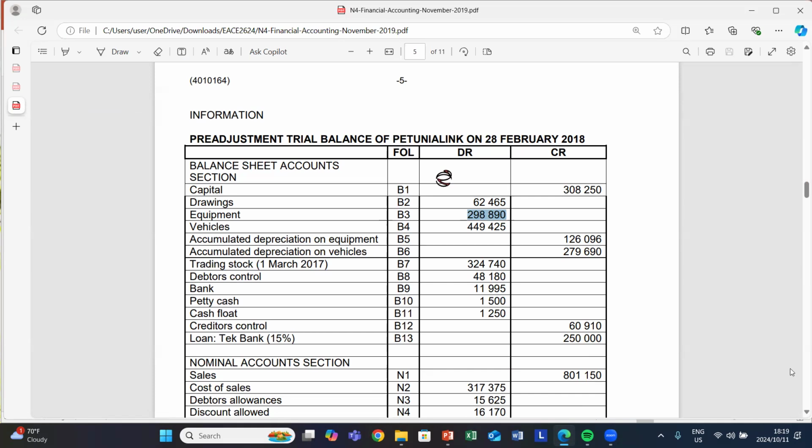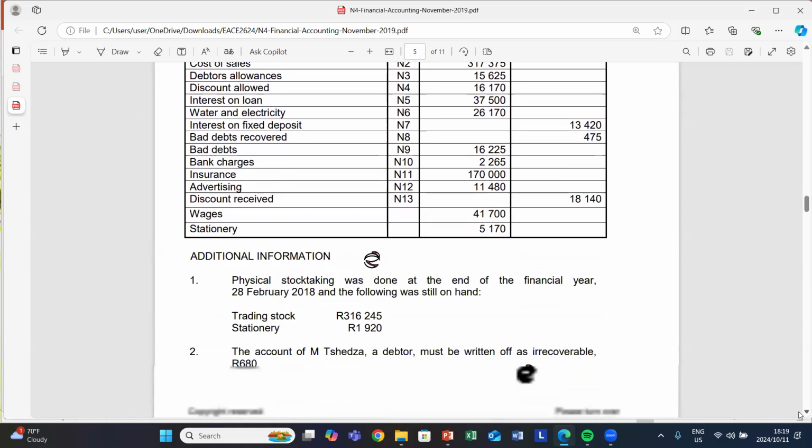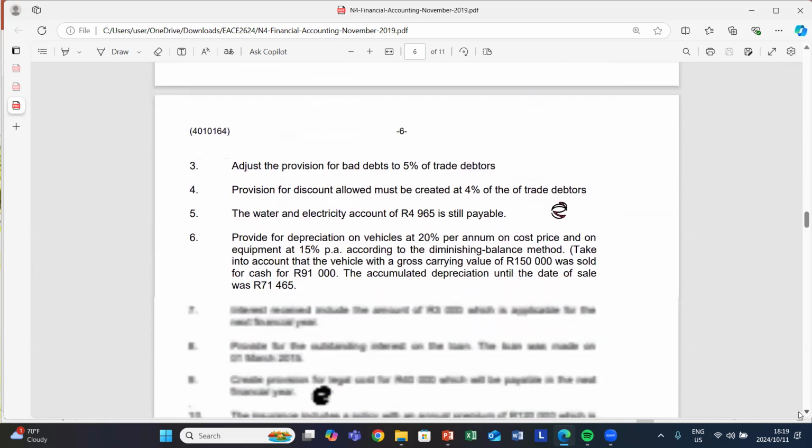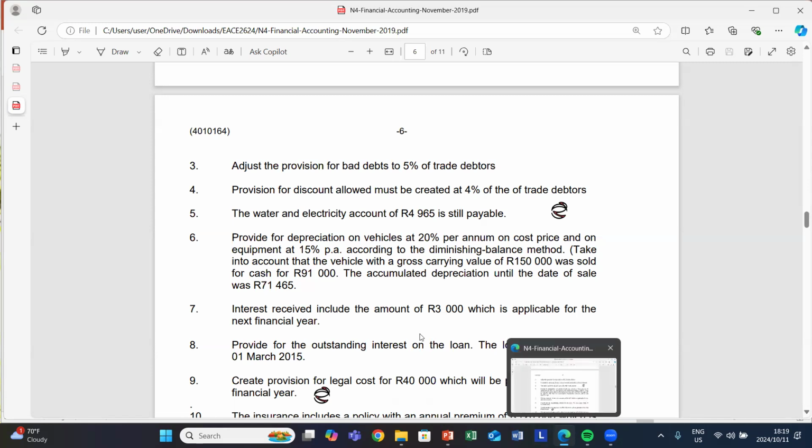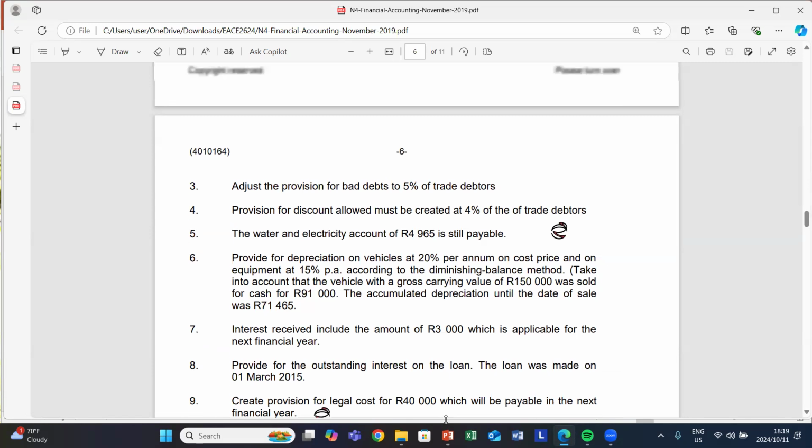Remember, the method of depreciation is critical. Let's go back to our adjustment. They say that on equipment, we use the diminishing balance method, meaning for you to be able to calculate the depreciation of your equipment for old or remaining, you will say the cost price of your equipment minus the accumulated depreciation. Therefore, we get the carrying value. That carrying value is the one that we will multiply by 15% and multiply by 12 over 12.